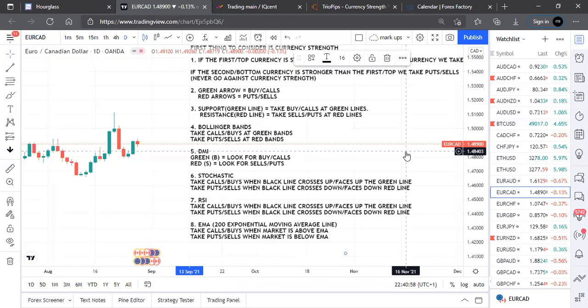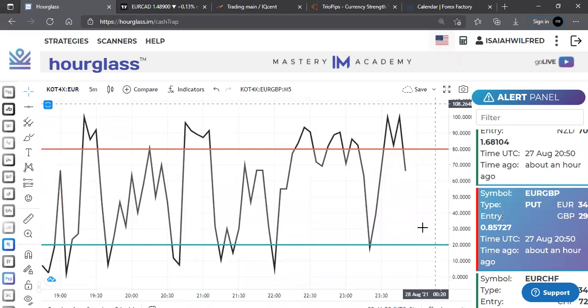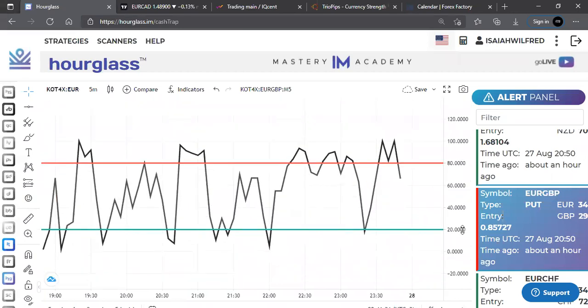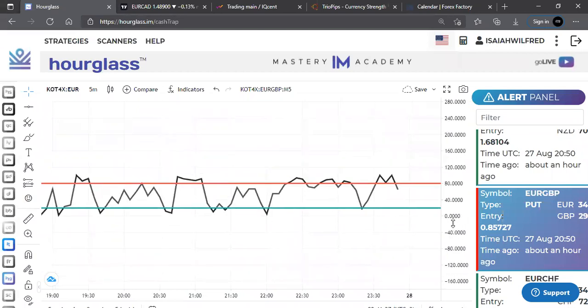All right, amazing. So now we move over to the sixth confirmation, right? We're almost done. We are number 6. After the DMI, we have this thing over here. This is called the stochastic. Let me try and see if I can make it big. So this is what the stochastic looks like after the DMI.